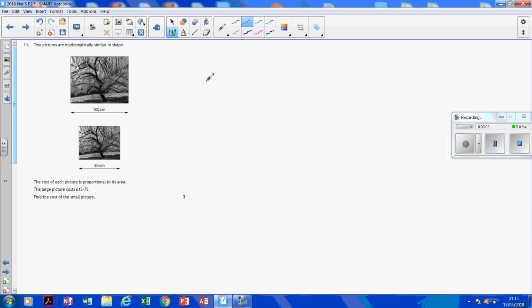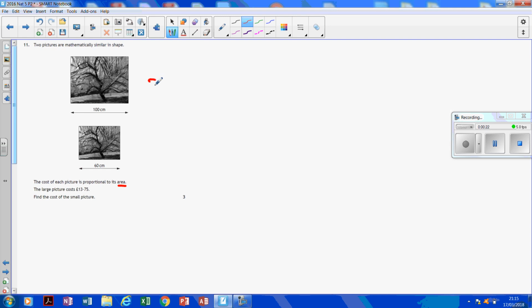It says two pictures are mathematically similar in size. That one's 100 centimetres, that one is 60 centimetres. The cost of each picture is proportional to its area. There's the important bit there. The large picture costs £13.75. Find the cost of the smaller picture.